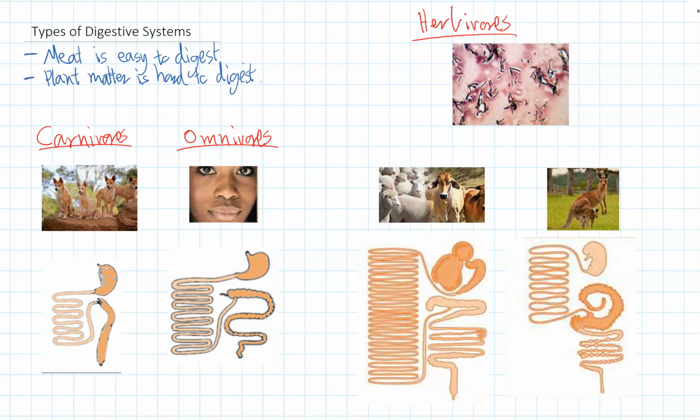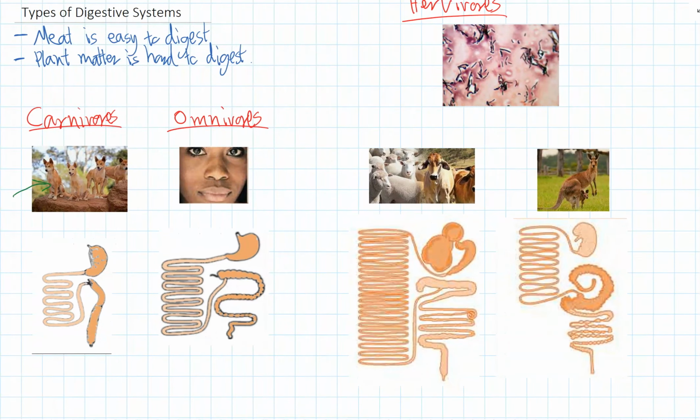Alright, so now let's look at the difference of all these animals' digestive systems, thinking about the foods that they're eating. Carnivores is the first one, and carnivores have the most simple digestive systems and the shortest digestive systems of all. So here's a dingo's digestive system in our diagram here. And if you look at the small intestine, it's the shortest one of all. The shortest small intestine.